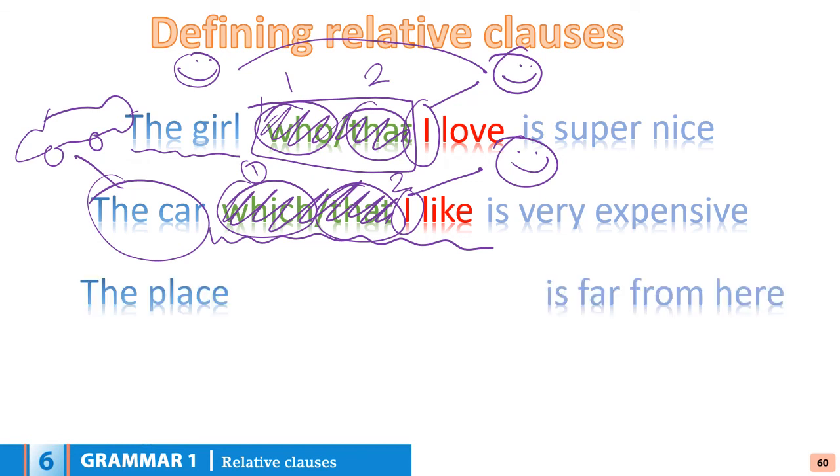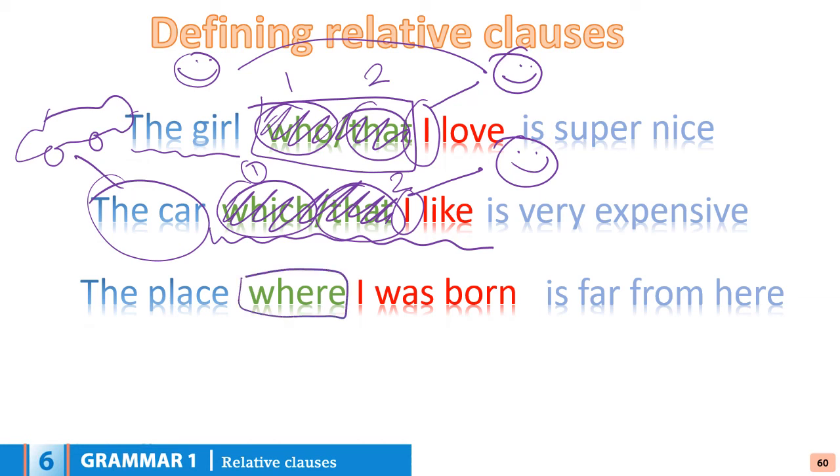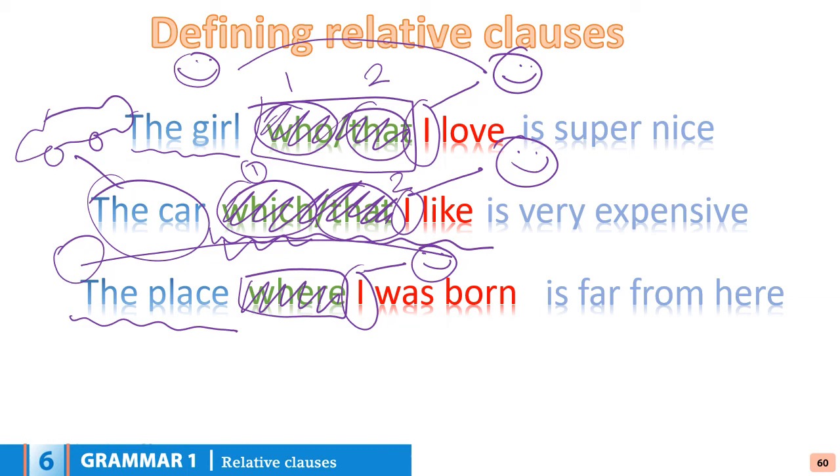What about places? The place is far from here. What place are you talking about? I have to give you a defining relative clause. The place where I was born is far from here. Okay, so as you can see, after where, we've got a subject. And it is different from the subject here, which by the way is a place. So just because this subject and this are different, we can remove it. The place I was born is far from here, or the place where I was born is far from here.